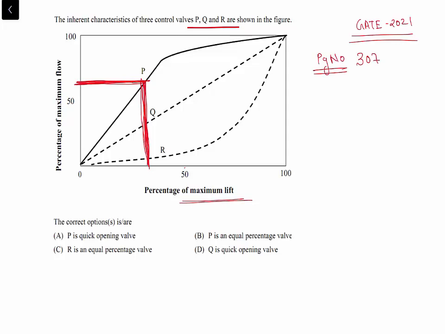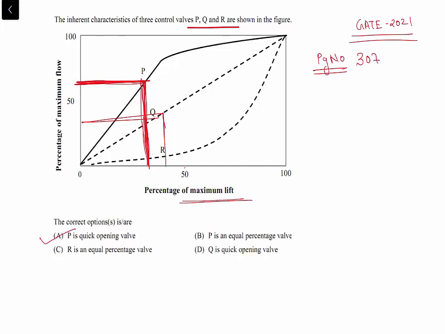It means P is a quick opening valve. A is correct. This is multiple choice, so we have to think about Q. If you see Q, you know that Q is linear. This is a linear graph, a straight line. So is Q a quick opening valve? It is not correct. We have already given P to the quick opening valve.